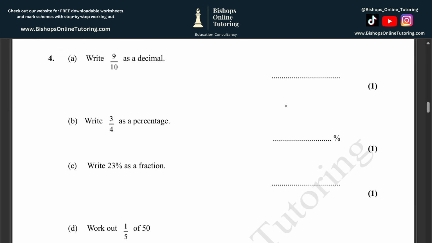Write 9 over 10 as a decimal. So 9 over 10 is the same as 90 over 100, or 90%. And now we know that we can write 90% as 0.9 because 1.0 is 100%.